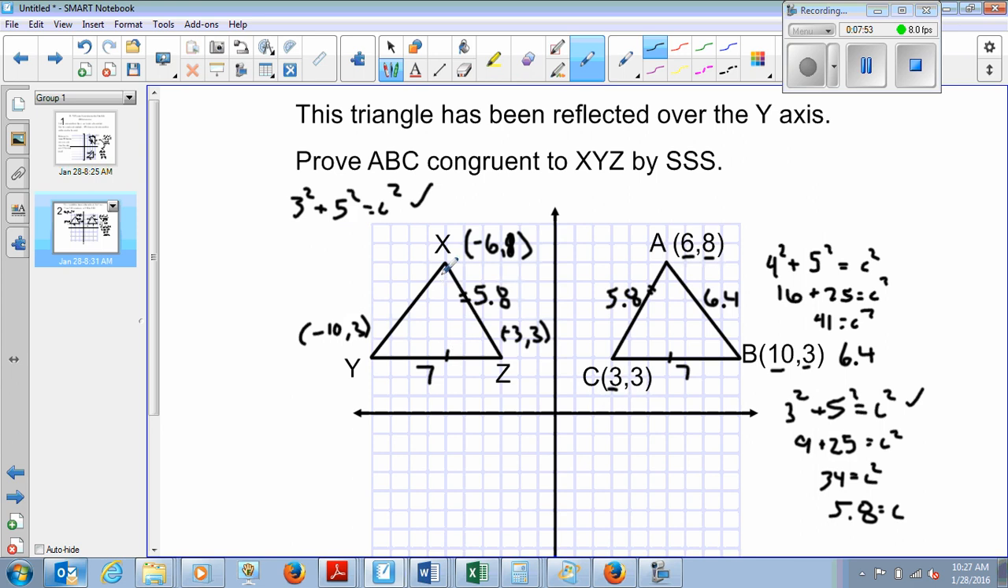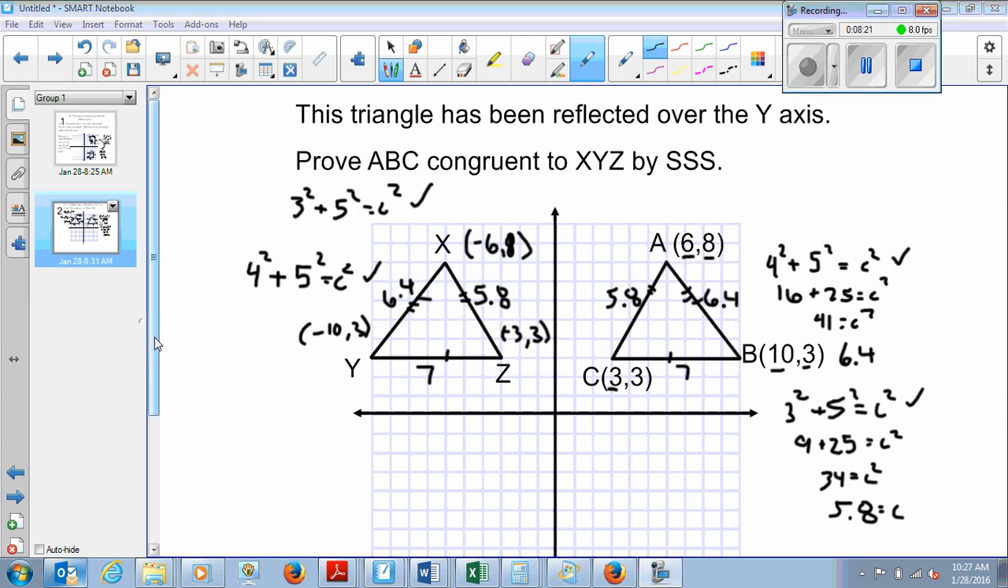Then lastly, we check to see the distance from negative 6 to negative 10. It is 4, so we're going to do 4 squared. The distance from 8 to 3 is 5. And then we see that again, we have the same exact thing there as we had over here. So this distance will be 6.4, which means that we have 3 sets of congruent sides.